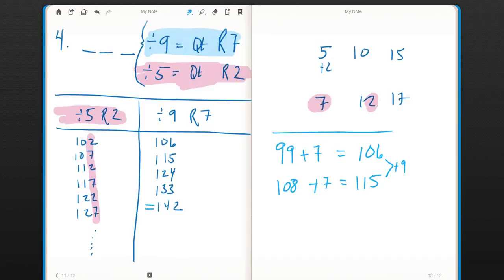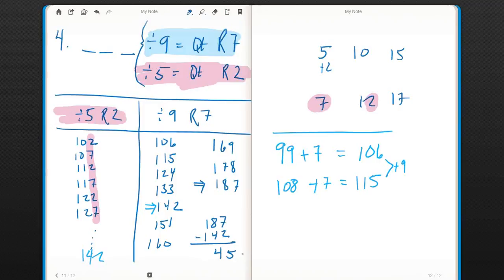I know, even though I don't carry this list down, that somewhere down this list, 142 is going to be on this side too. But I also know that if I go a little further, I'm going to come up with one that is a 7 on the outside. When I continue my list, I come up with the next one that's going to have a 7 in that spot. And what I find out is 187 and 142 subtract to have a difference of 45.